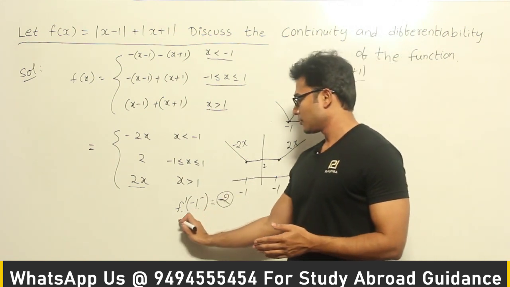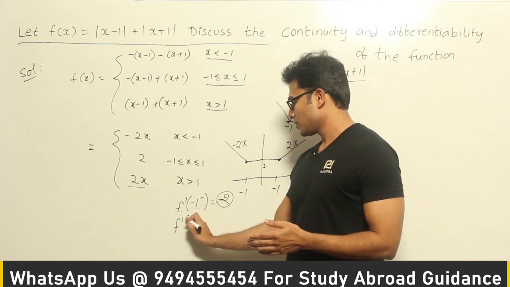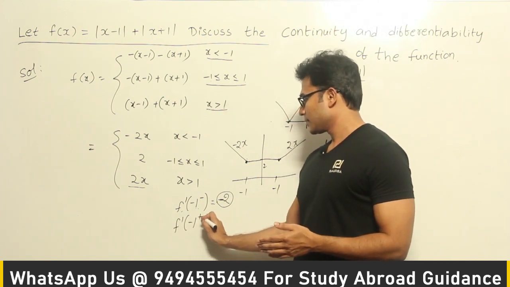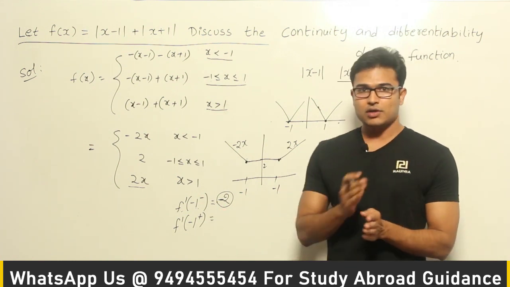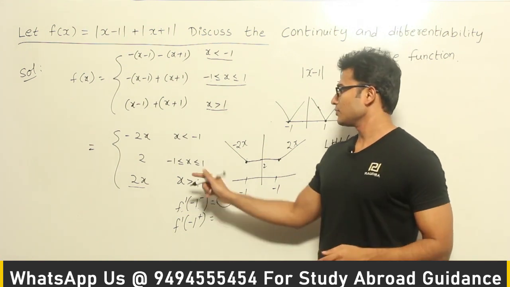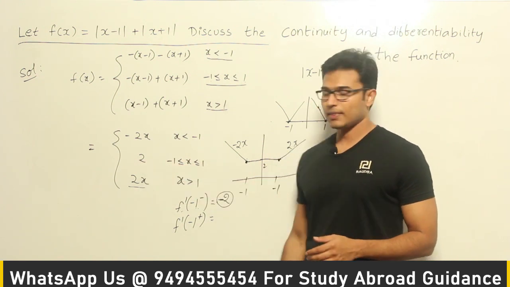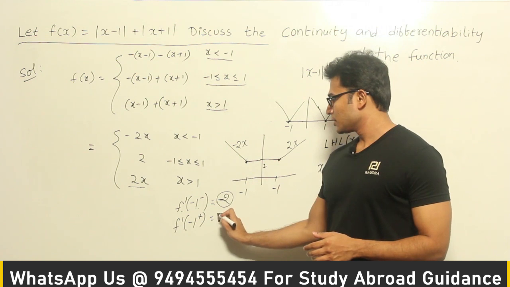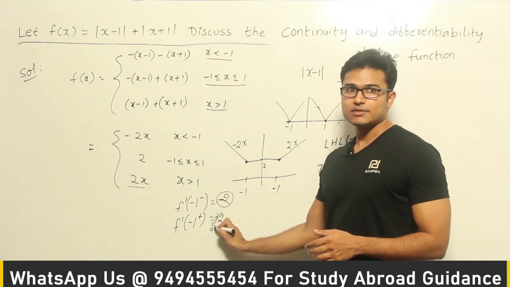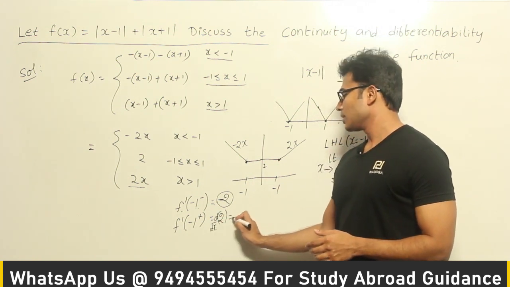Similarly find out the right derivative. So what is right derivative? F dash of -1 plus, this is what you have to find out. Now when I say -1 plus, I'm talking about a point to the right of -1, which means I'm talking about this one, correct? Which is clearly 2. Now if I try to differentiate it, it is nothing but d by dx of 2, right? So this is going to be 0.